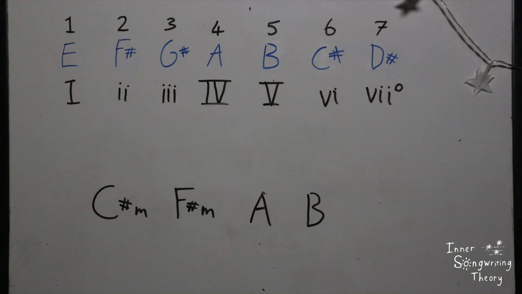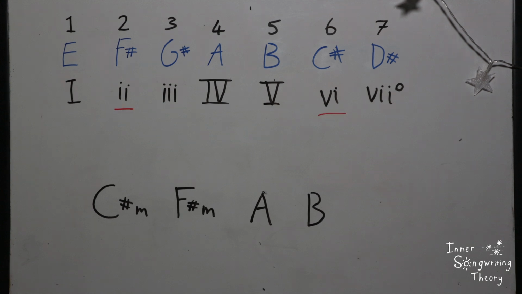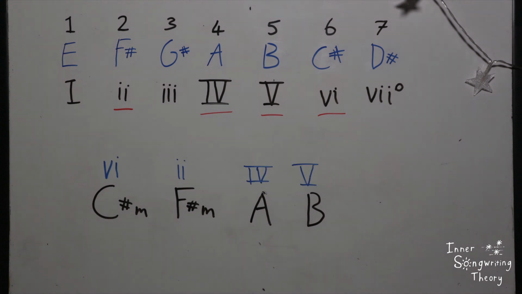If we compare it to the harmonic chord progression of the E major scale, we can see once again they all match up, even the chord qualities. C sharp and F sharp are the 6 and 2, which are always minor, while A and B are the 4 and 5, which are always major. We could describe it as a 6-2-4-5 progression in the key of E.